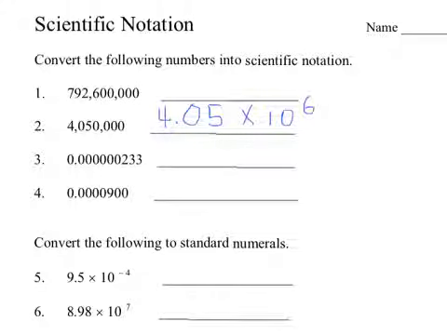Now what you've got to remember is, this 6 is telling me how many times I moved the decimal, not how many zeros I have here, but it's telling me that I moved the decimal 1, 2, 3, 4, 5, 6 times.